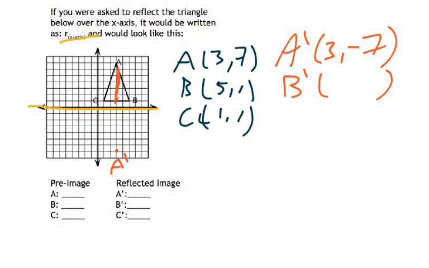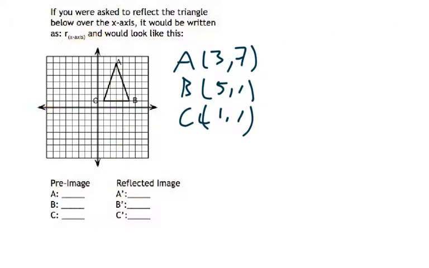So now B prime is only up 1, so we're just going to go down 1. And again, the x stays in the same spot, so B prime is 5, -1. C prime, well, it's up 1, so we're going to go down 1. So C prime is at 1, -1. And here is our reflected triangle, reflected over the x-axis.